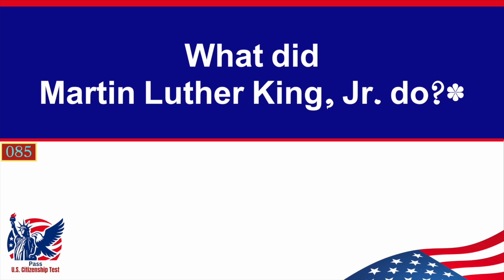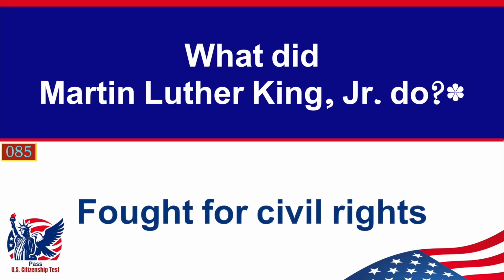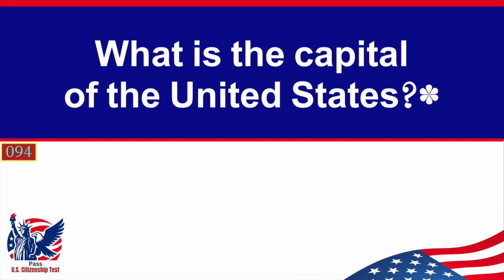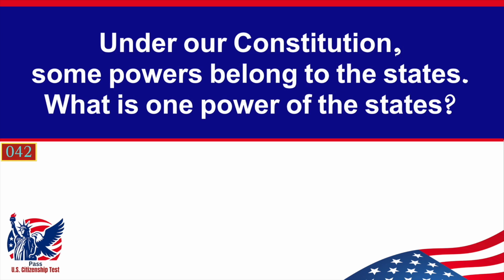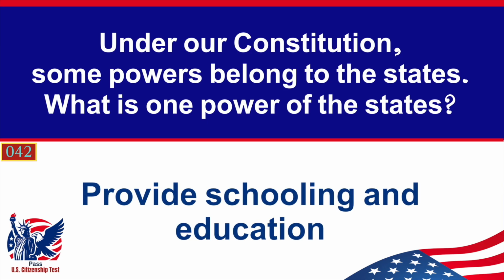What did Martin Luther King Jr. do? Fought for civil rights. What is the capital of the United States? Washington, D.C. Under our Constitution, some powers belong to the states. What is one power of the states? Provide schooling and education.